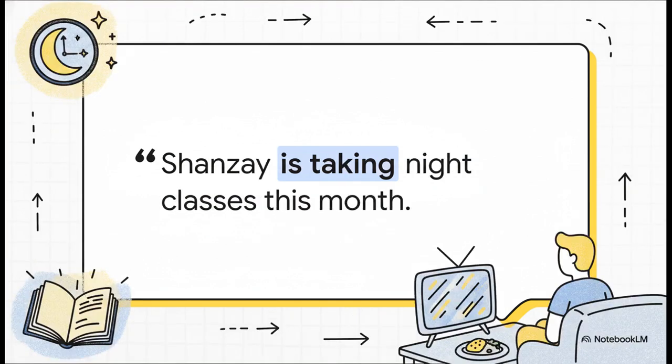And here's that second job in action, the temporary situation. Now, Shanzay might not be sitting in a classroom this very second. Maybe she's watching TV or making dinner. But the action of taking night classes is a temporary state for her that's true for this month. So the big takeaway here is that the tense can cover an ongoing but still limited period of time.